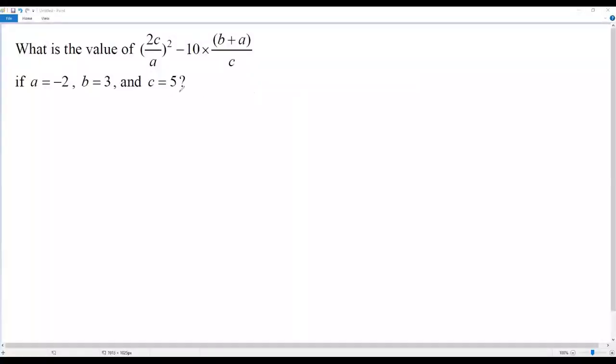Here we have a problem on evaluating expression. So here we have to evaluate this expression for the given values of A, B and C. Okay, so in our first step what we need to do is we have to plug in the values for A, B and C. So here we have 2C.